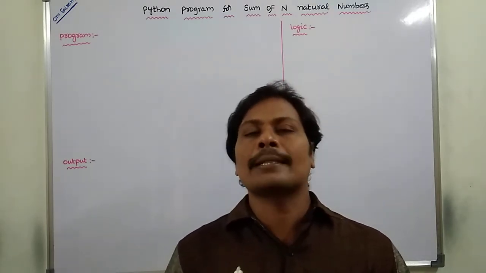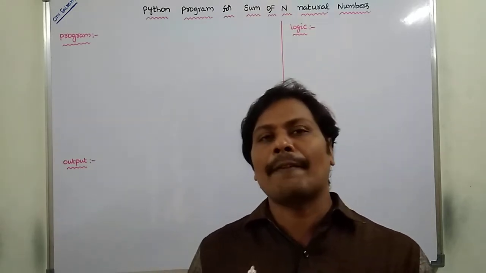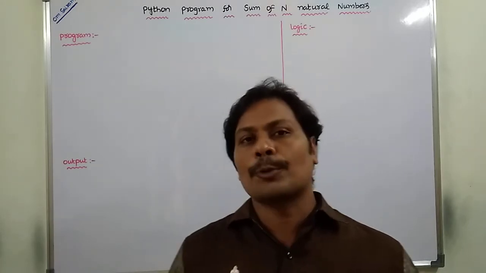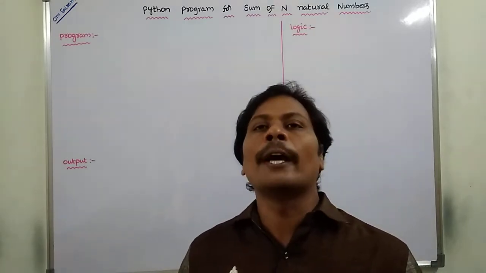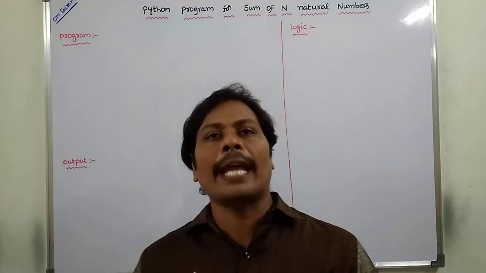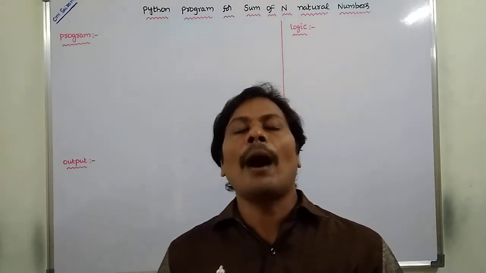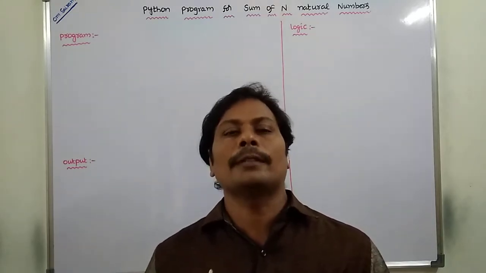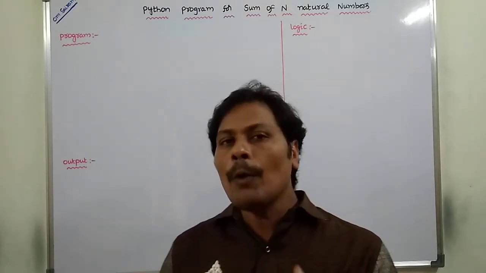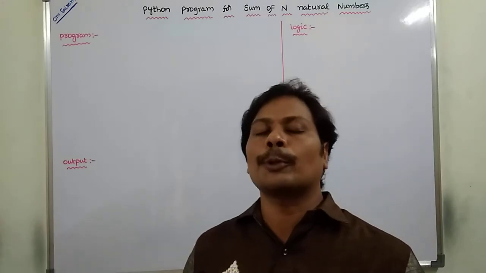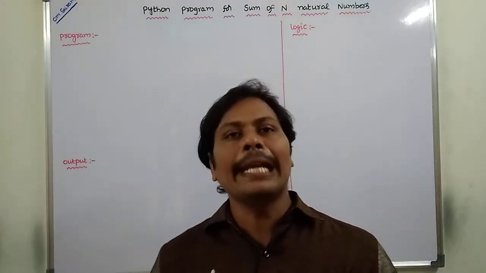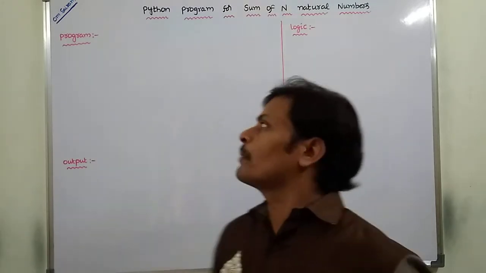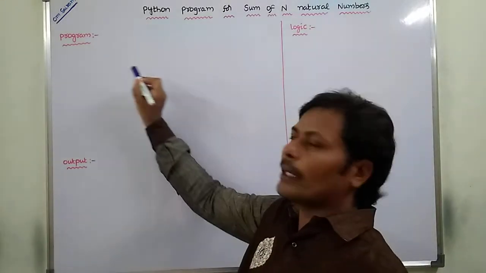So 1 plus 2 plus 3 plus 4 plus 5 plus 6 plus 7 plus 8 plus 9 plus 10 is equal to 55. So now I get the output whenever n is equal to 10, sum of 10 natural numbers is equal to 55. This is our output. Now we have to write the Python program for sum of 10 natural numbers from 1 to 10. Okay. So here I am writing the program.